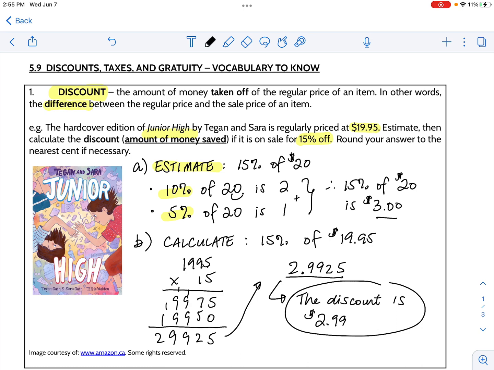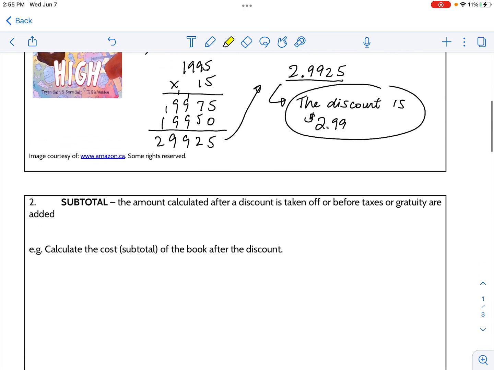Remember that when you have money, dollars and cents, it's just 2 decimal places. I think you all remember that from last time. So that's how you calculate discount. Estimate first and then do the actual calculation, okay? So that's part 1. Let's move on to part 2, which relates to part 1.